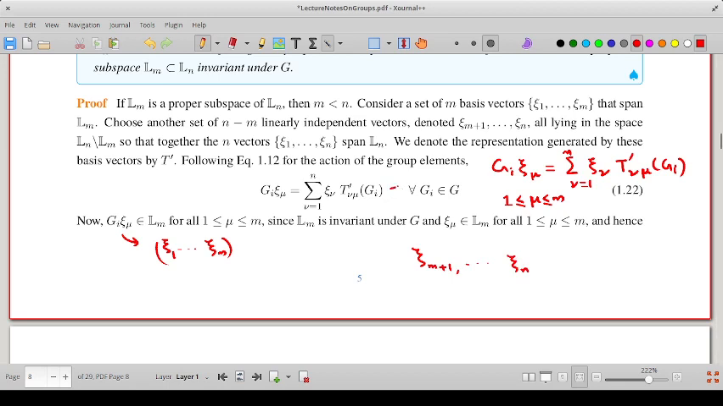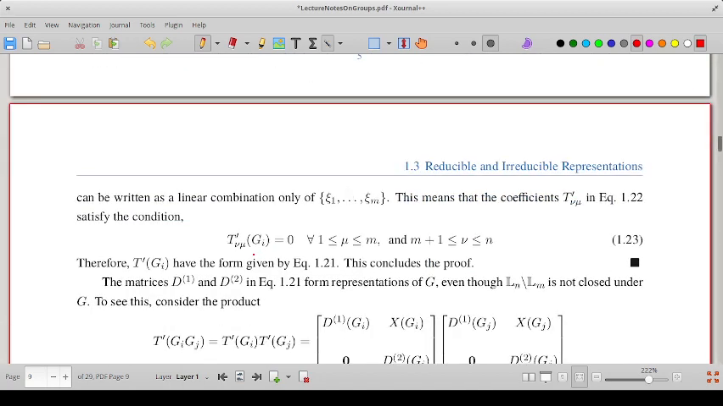Or in other words, in this equation, if mu is restricted between 1 and m, then T dash nu mu with nu greater than m should all be 0. So we end up with the result T dash nu mu of gi is equal to 0 if mu is between 1 and m and if nu is greater than m.